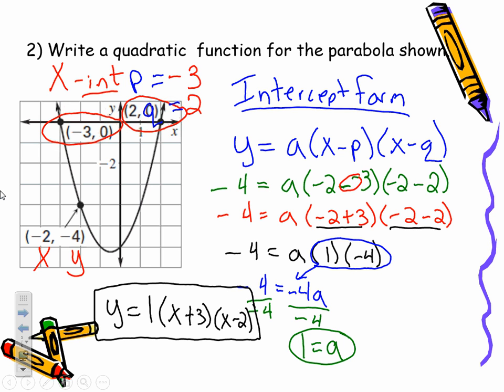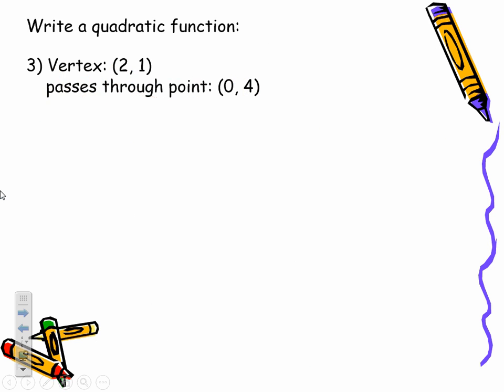So these first two examples, I gave you the graphs. I gave you the parabolas. The next two examples, I'm just going to give you information. Now, if I give you the vertex, we probably want to use vertex form. So once again, vertex form looks like this. y equals a times the quantity x minus h squared plus k.